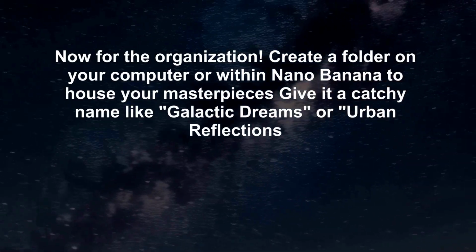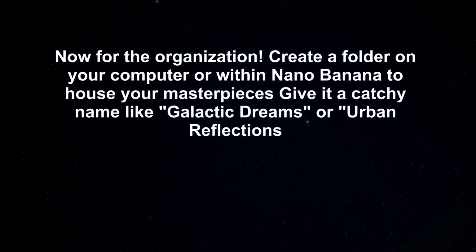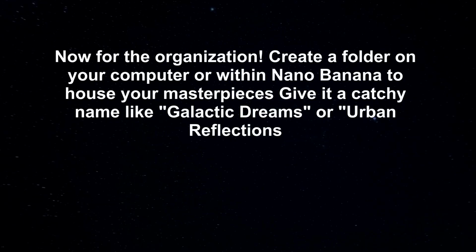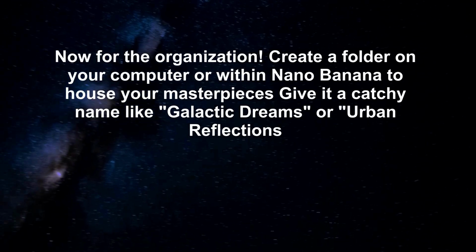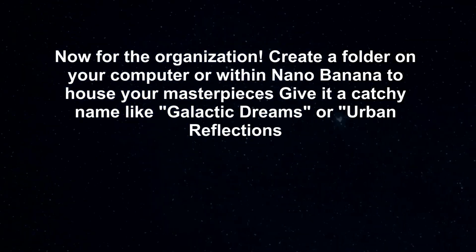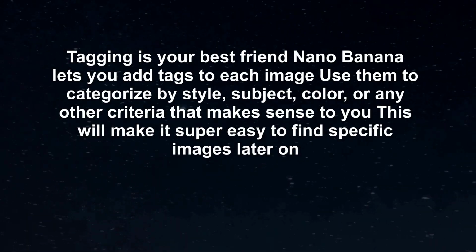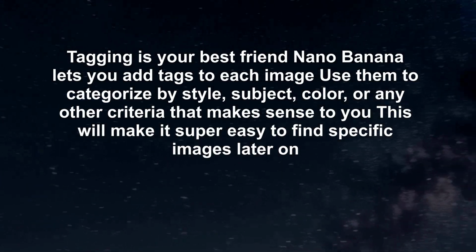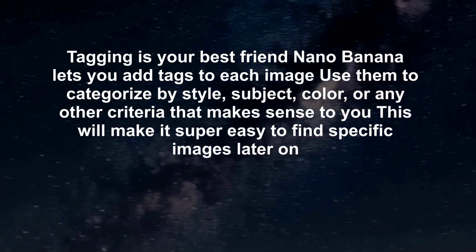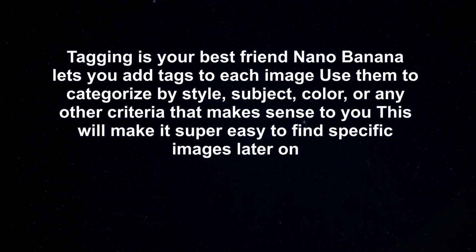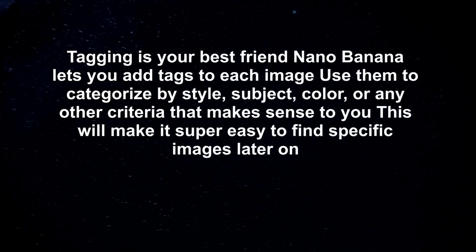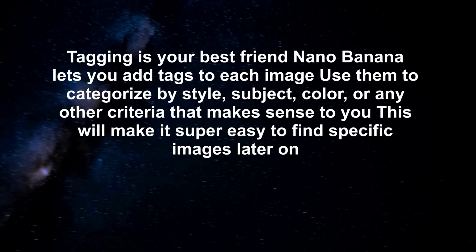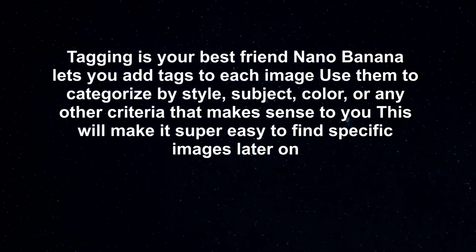Now for the organization. Create a folder on your computer or within Nano Banana to house your masterpieces. Give it a catchy name like Galactic Dreams or Urban Reflections. Tagging is your best friend. Nano Banana lets you add tags to each image. Use them to categorize by style, subject, color, or any other criteria that makes sense to you. This will make it super easy to find specific images later on.